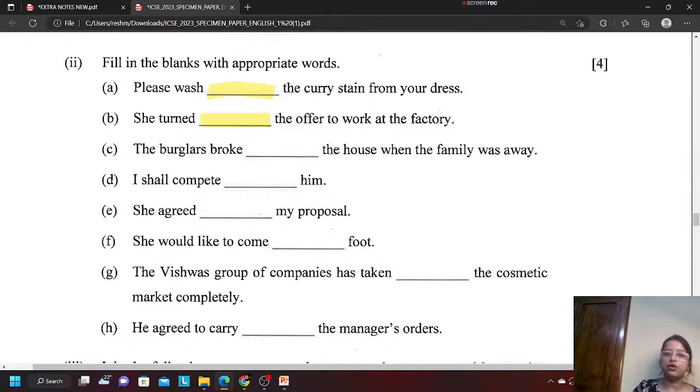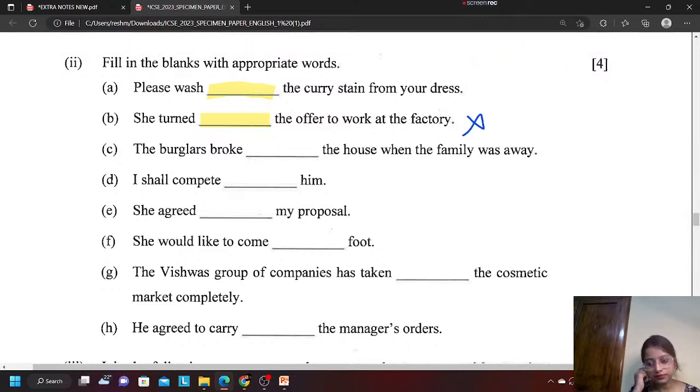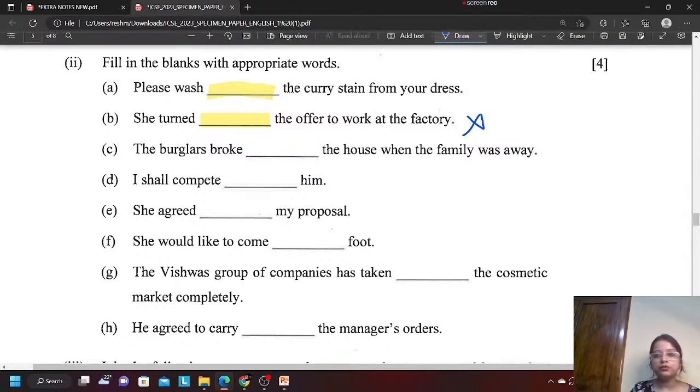She turned dash the offer to work at the factory. What is the meaning of the sentence? That I did not accept. So, did not accept, what will be the answer? Turned down. Very good. Turned down. That means I did not accept. Okay. Next we will move to the third one.